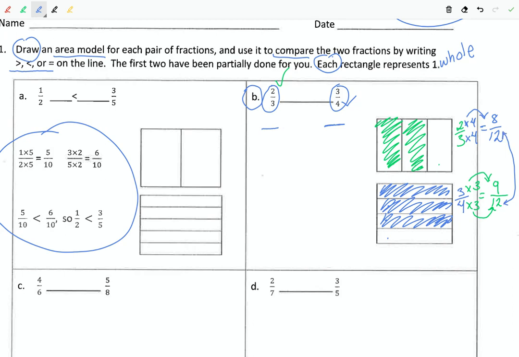So it seems like 2/3 is going to be 8/12, okay? And it looks like 3/4 is 9/12. Now we can already go ahead and compare, okay? 8/12 compared to 9/12. 8 is less than 9, so 2/3 should be less than 3/4. But then they're asking us to show how this multiplying top and bottom works with pictures.